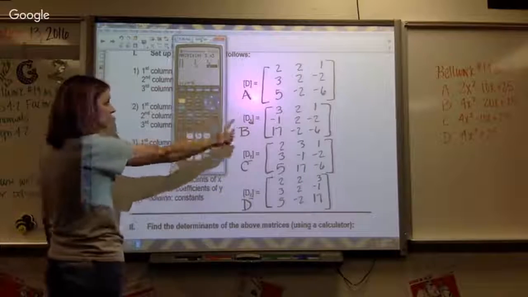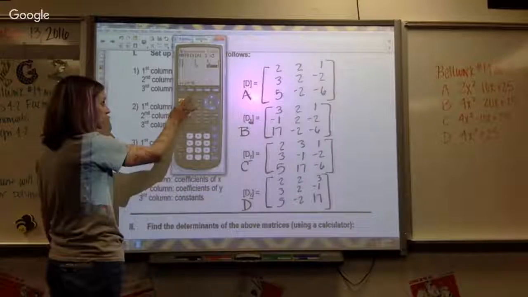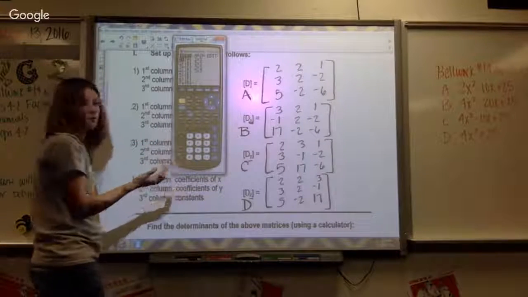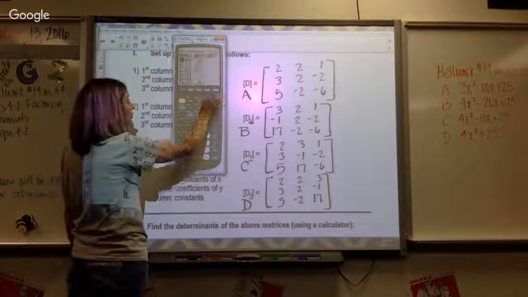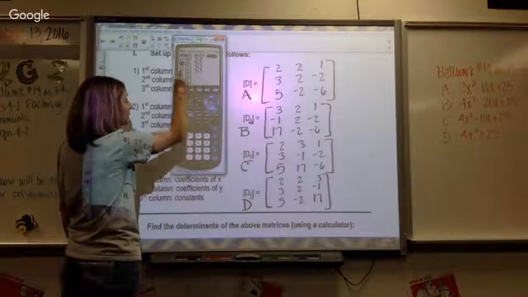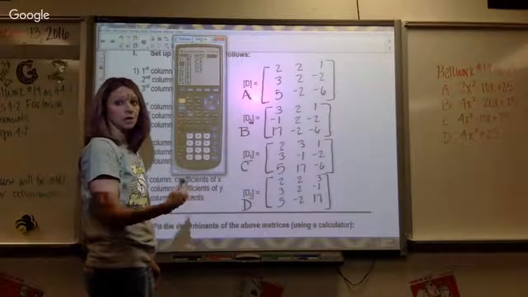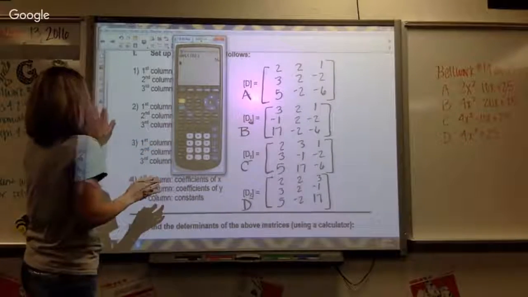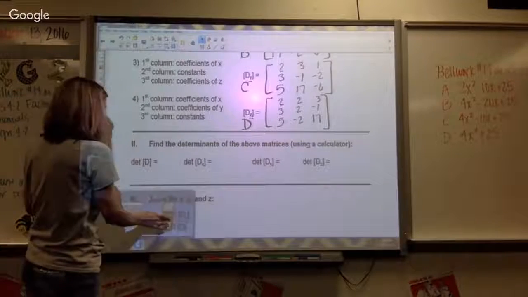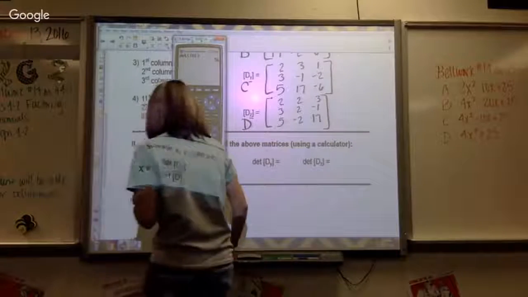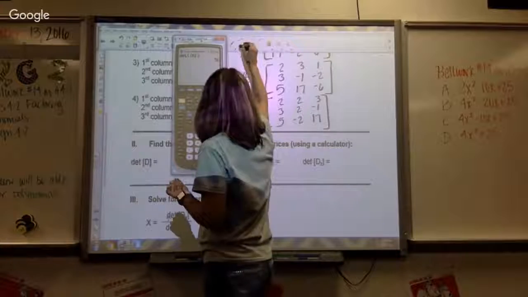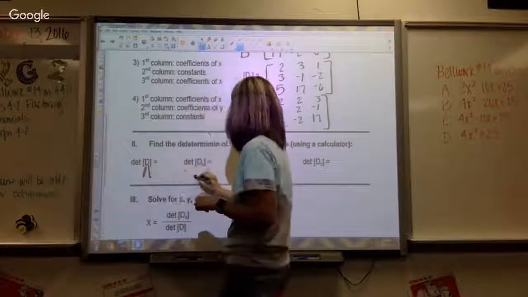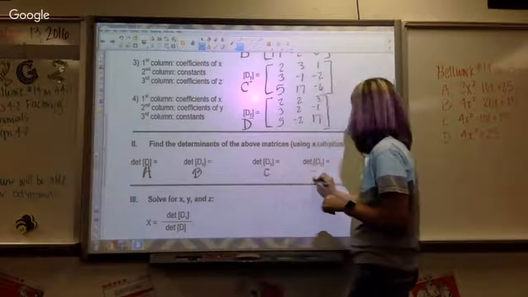After you typed them in, you might just double check to make sure that you typed them in correctly. Okay, and then I've already typed in B, C, and D, but if you needed to, second matrix, go to edit, and then go down to B to edit your B. And then do the same thing for C and D. So I'm going to go back to my home screen, and I'm going to find the determinant of each one. So remember, this one was A, B, C, and D.